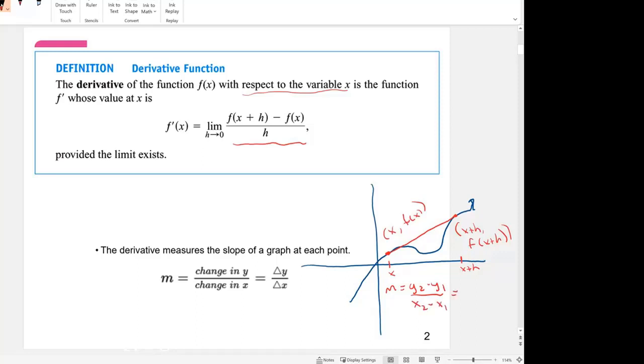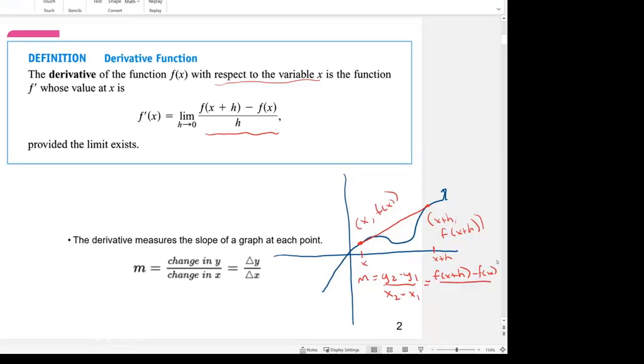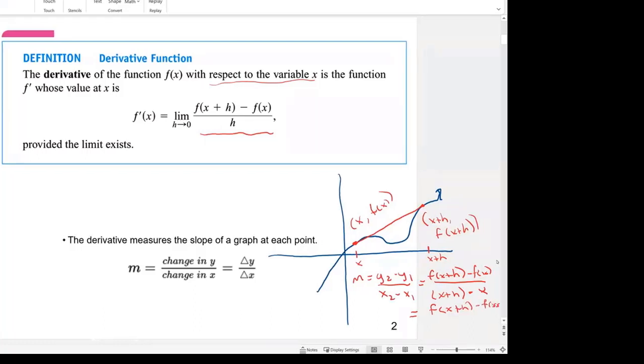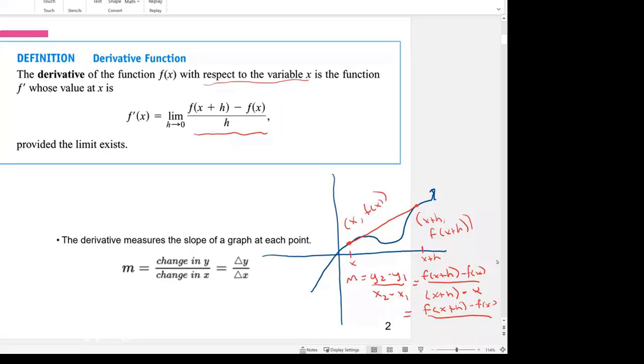And for here, we have y2 is f of x plus h minus y1, which is f of x, over x2, which is x plus h, minus x1, which is x. And we can see that what this gives me is f of x plus h minus f of x over, and then the x's are going to cancel, and we just have h.